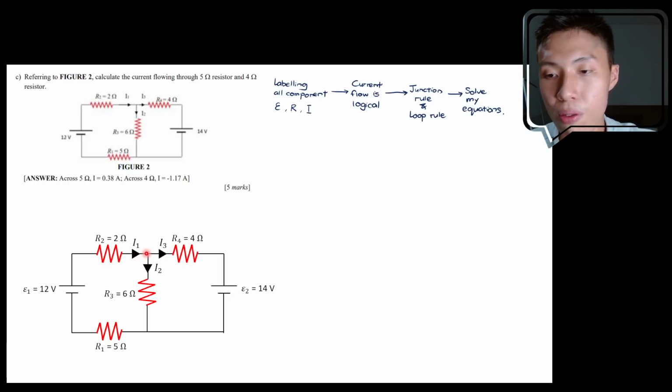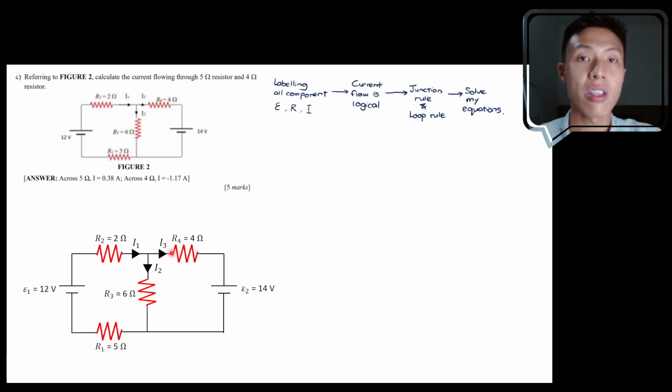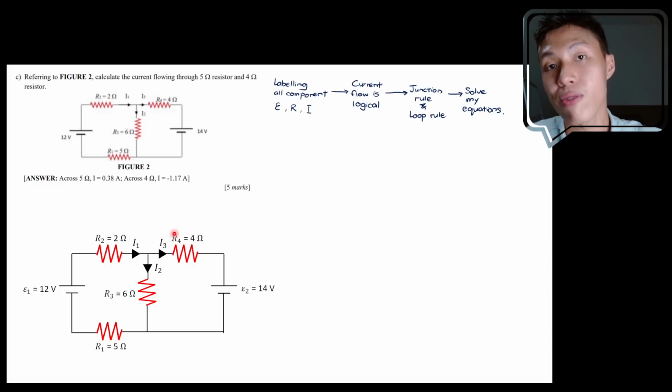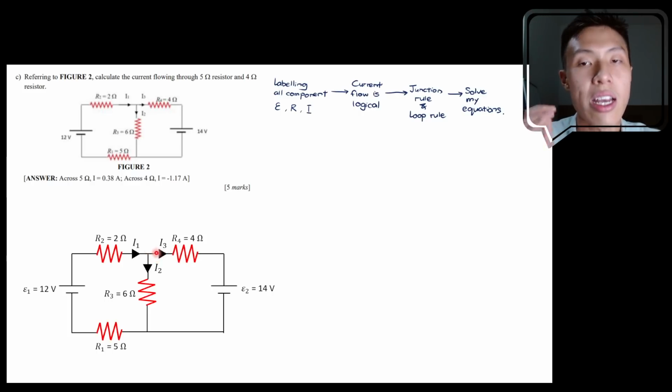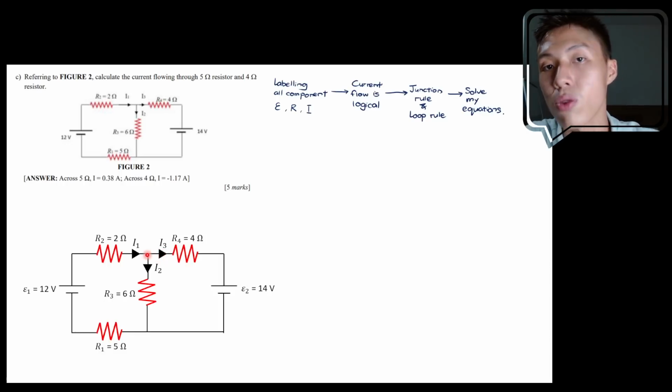So imagine I1 flowing out from a junction, I2 in the same direction, I3 the same direction. If all the current is flowing out from the junction, where do they get the current from? There must be current flowing in the first place, right? So that is not logical as well. So to make sure there's some current flowing into the junction and some current flowing out of the junction, that means the current flow will be logical.